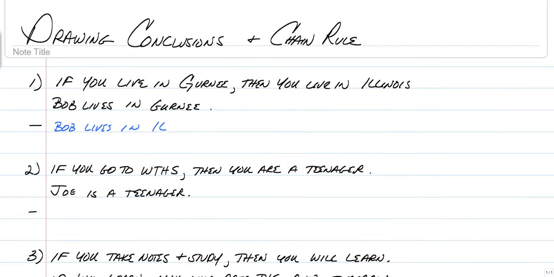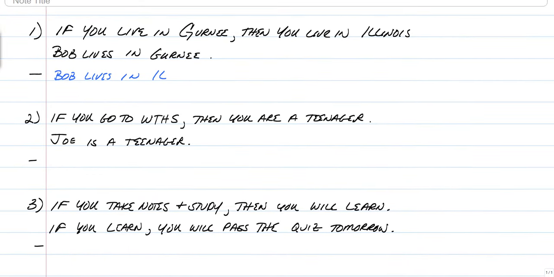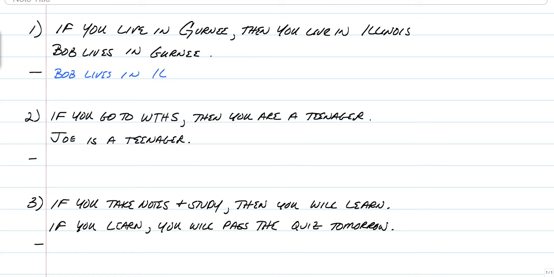In this next statement, it says that if you go to Warren Township High School, then you are a teenager. Joe is a teenager. What conclusion can you draw from that? Well, none. Maybe he goes to a different high school. Maybe he goes to a high school in California. Maybe Joe goes to a high school that is in another city. Just because Joe is a teenager doesn't mean that he goes to Warren Township High School.